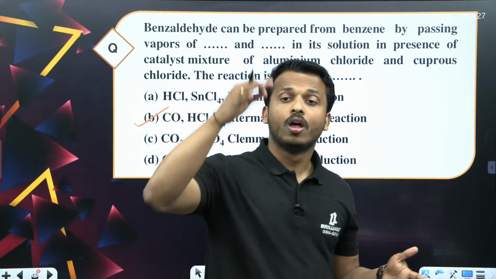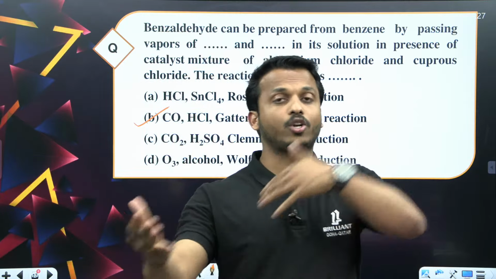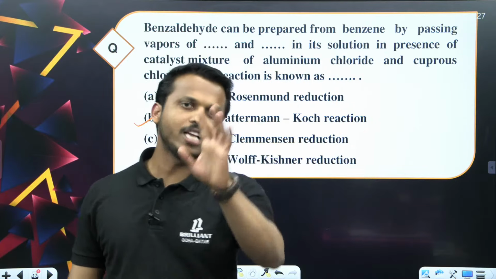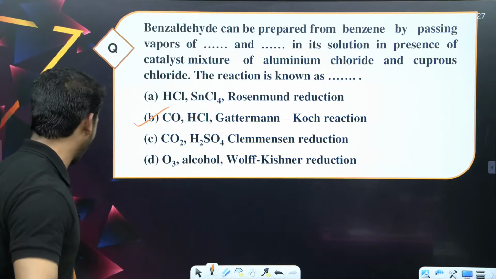If they ask you about diazonium salt into chlorobenzene or bromobenzene, then we use copper powder and all. That is the Gattermann reaction, right? So be careful about that one.